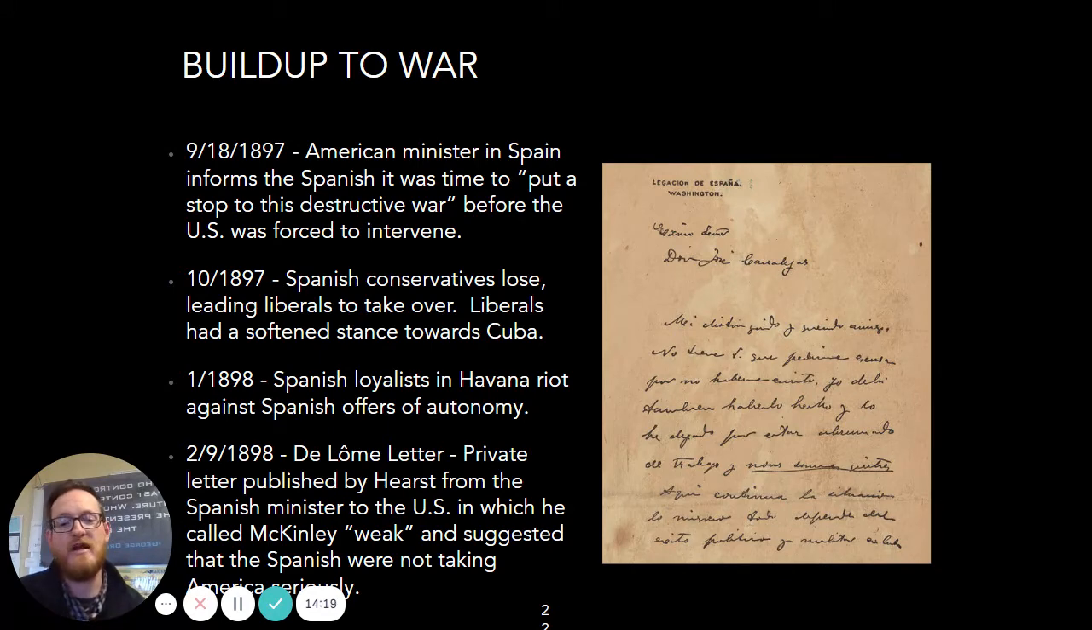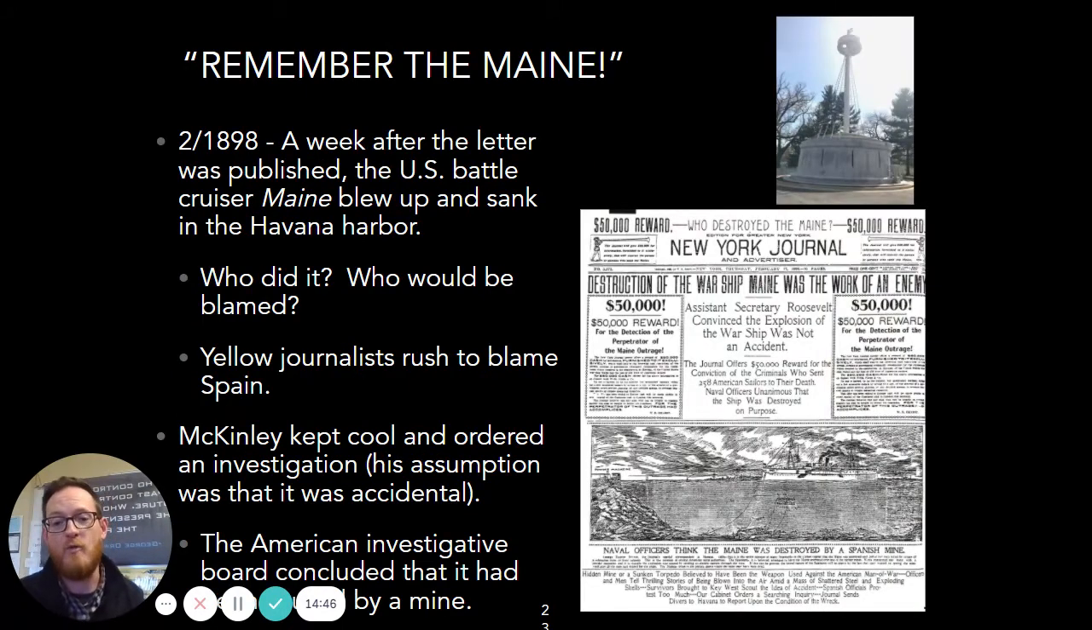And that is why they riot, because they are upset that Cuba might be given its autonomy. February of that year, you're going to have what is known as the De Lome letter come out. This was a private letter from the Spanish minister to the U.S., published by William Hearst. And in this letter, he basically insults the U.S. President McKinley throughout it. He says that McKinley was weak and that the Spanish basically weren't taking the U.S. seriously in this whole thing. So again, a lot of people will see this letter as an affront to the United States as a country, and people are not very happy with it.